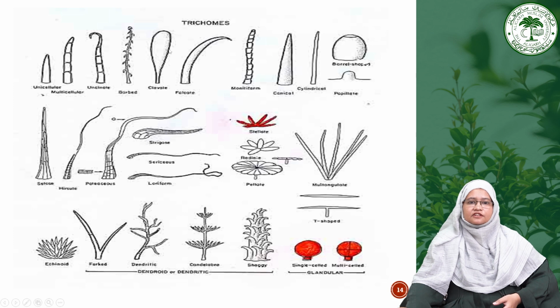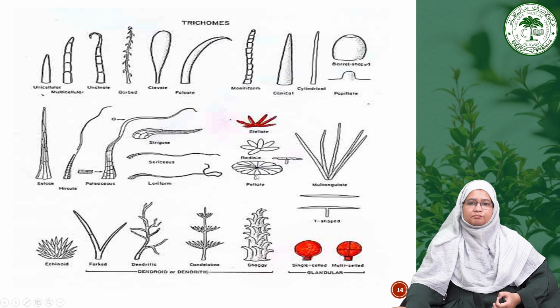So you can see these are the number of types of trichomes. Yes, you can see this one is the unicellular. Then these all are the multicellular types with different forms. This is the uniseriate, then bobbed, clavate, falcate, moniliform, then cylindrical.